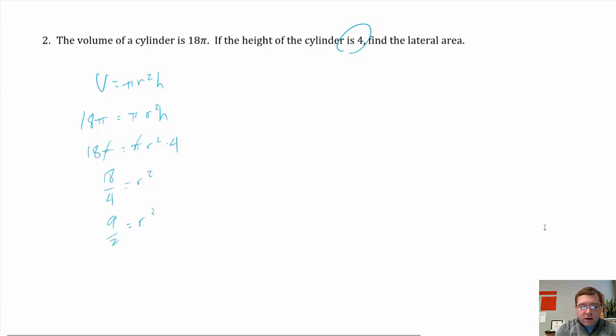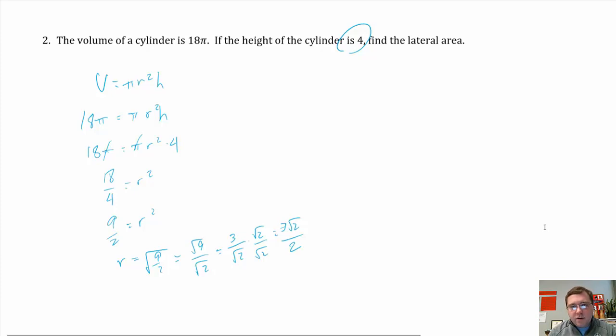Good. So r is the square root of 9 over 2, which is the square root of 9 over the square root of 2. The square root of 9 is 3, so it's 3 over square root of 2. And we know, of course, that we don't leave a radical on the bottom of the fraction, so we'll multiply that out. Get 3 radical 2 over 2.